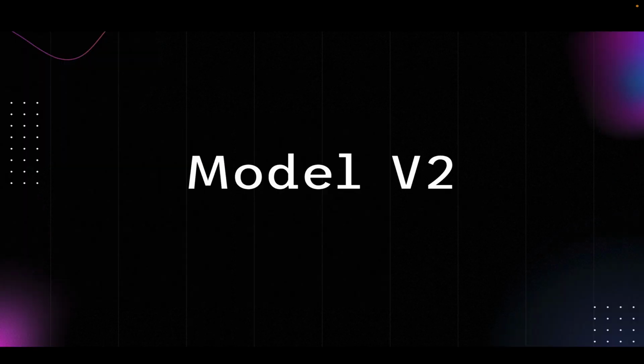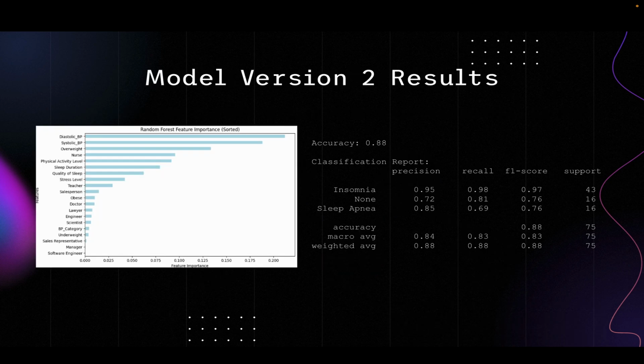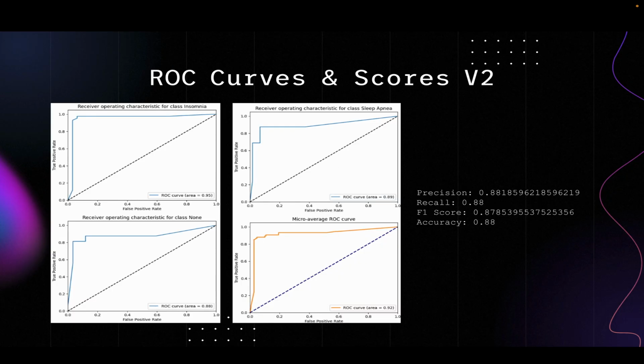Here we decided to choose more features to include, and we also chose to implement one-hot encoding for occupation. Here are our version 2 results, which show better performance overall and also a shift in the feature importance. Here are ROC curves, which again show improvement in terms of classification by classes and also the micro-average ROC curve.